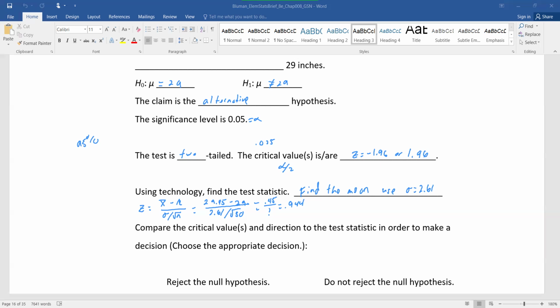It's good. It's between negative 1.96 and 1.96, so it's in the non-critical region. So therefore, yes, you're right. I just wanted to make sure y'all got it. Because this right here, 0.944 falls between 1.96 and negative 1.96, then yes, we do not reject the null hypothesis. There's not a significant difference to claim that it could not be.